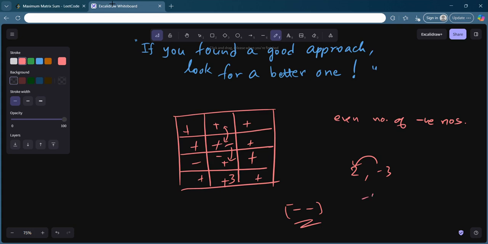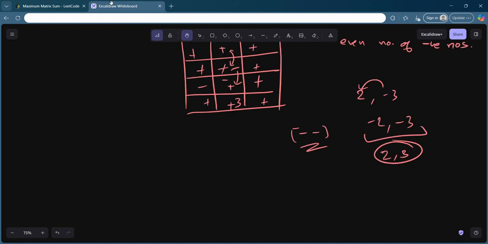And if two numbers, let's say -2 and -3, are negative, you can definitely multiply both of them with -1 to get a 2 and 3. Okay, so what do you get? What is your first observation from this?